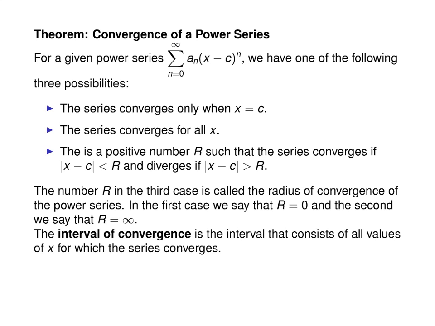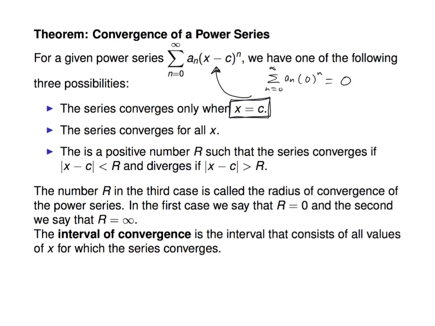Okay. So for a given power series, you have one of the following 3 possibilities. The series converges only at one value. And so why is x equals c always going to work? What happens when you plug this guy into there? You get a whole bunch of zeros. This becomes the sum from n equals 0 to infinity of a sub n times 0 to the n, which ends up just being 0 no matter what, right? One option is that this power series will always converge when x is equal to c. It'll always converge at its center.